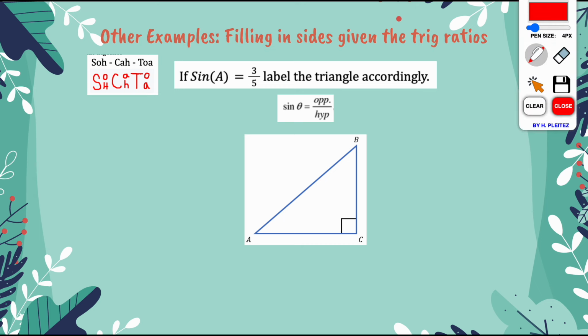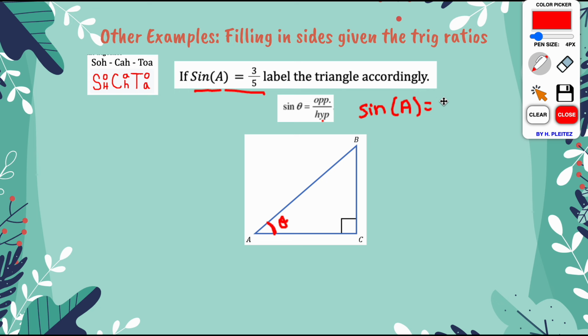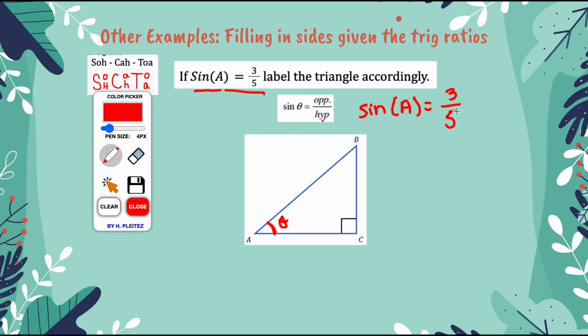Some quick other examples here. You can also work backwards. If you're given the ratio, you can label your triangle from that. So if sine of A is 3/5, we want to label that this is our theta. Sine of A is 3/5, label the triangle accordingly. Well, remember that sine is the opposite over the hypotenuse. So if sine of my angle is 3/5, I know that my opposite side is 3, and I know that my hypotenuse is 5. So my opposite side, I can label as 3, and my hypotenuse, which is over here, I can label as 5.